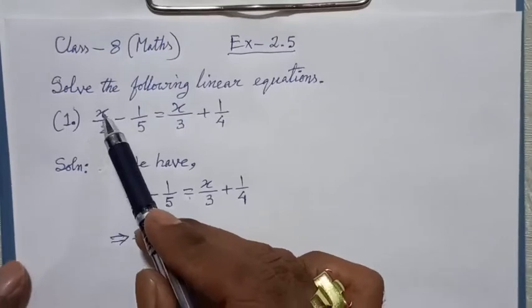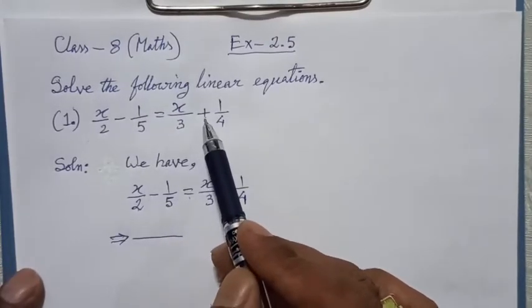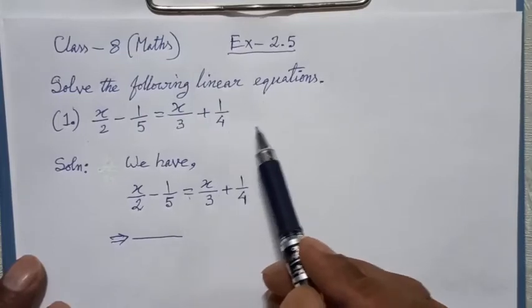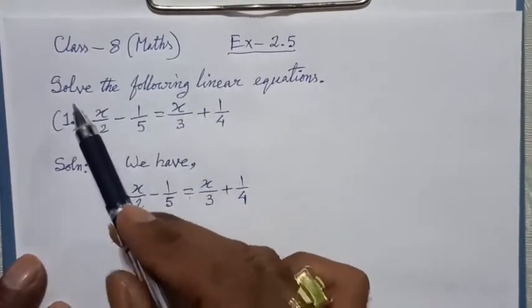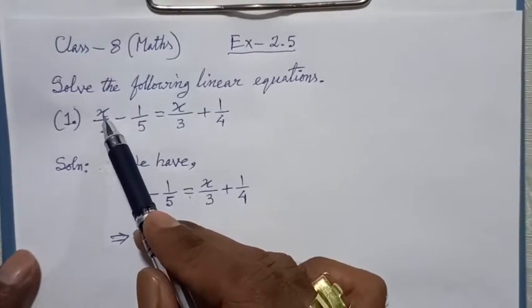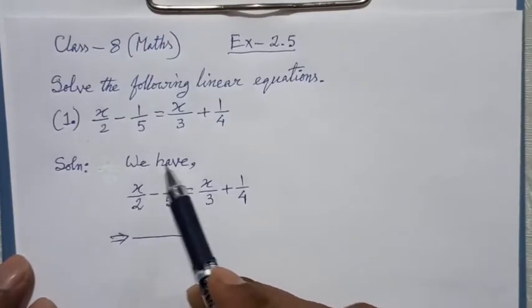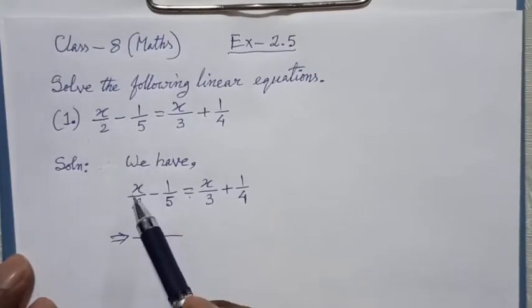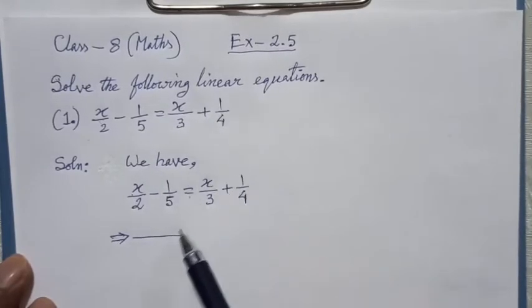Question number 1: x by 2 minus 1 by 5 is equal to x by 3 plus 1 by 4. Here the question is to solve the following linear equations. Solve means to find out the value of the variable. Here the variable is x, so we need to find out the value of x. Now the solution: we first copy the question. x by 2 minus 1 by 5 is equal to x by 3 plus 1 by 4.